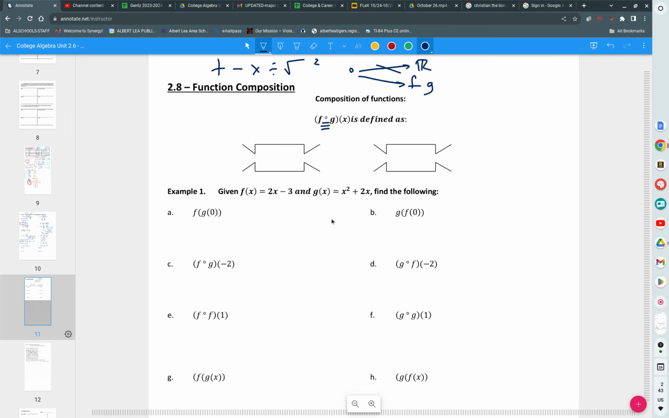Right away, you're going to think of it as multiplication, or something like that. That's not what it is. It's not multiplication. It does not mean multiply. Here's what it means. It means you take f of g of x.